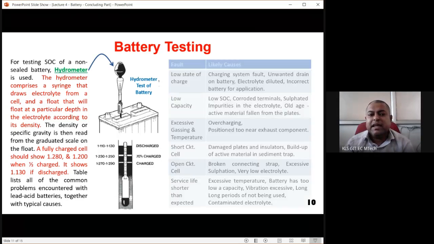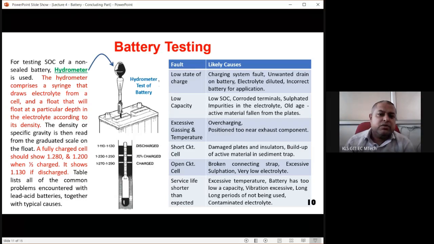This is slide number 10. I'm leaving it up to you. Please go through that. The only thing I'll tell you is that there used to be some kind of holes, and this is a hydrometer. You put that hydrometer through that hole inside the water electrolyte, and if it is giving a 1.110 to 1.130 rating, in that case it is totally discharged.